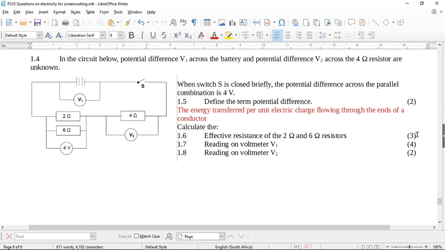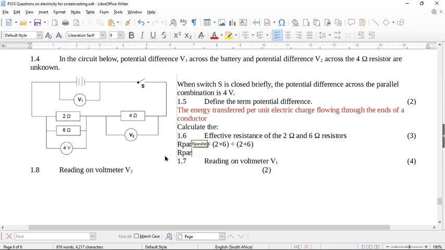Now it says to you, calculate the effective resistance of the 2 and the 6 ohm resistors. So these two are in parallel, okay? So you can use the formula 1 over R parallel equals 1 over R1 plus 1 over R2. And then you find the answer and you invert it, okay? So you would have a half plus a sixth, and then you invert that. I'm going to use the other formula, the product of the resistors over the sum of the resistors. So this is 2 times 6 is 12.